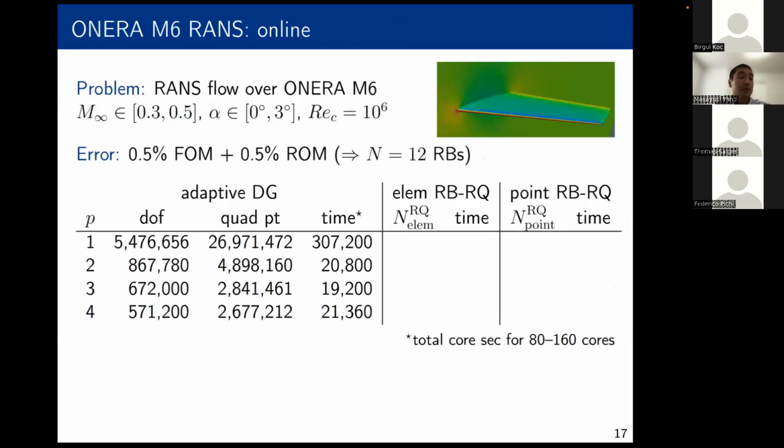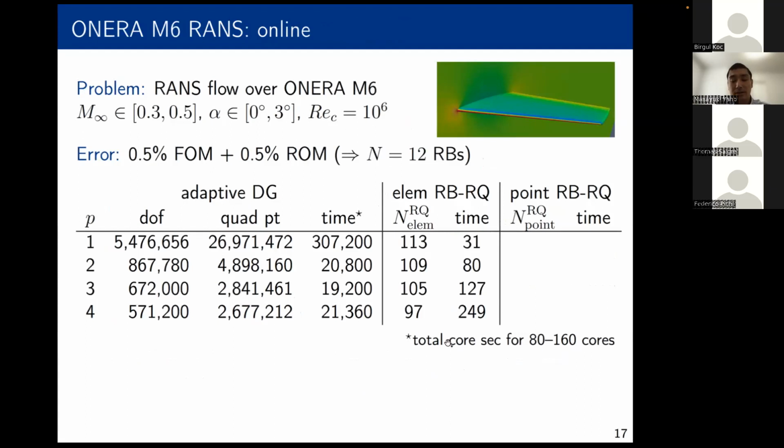Now let's take a look at how this method works. We are looking at exactly the same Onera M6 problem, subsonic turbulent flow. Adaptive DG result is what I have shown you already. One thing I have added is the number of quadrature points. You notice that it has basically tens of millions to millions of quadrature points.